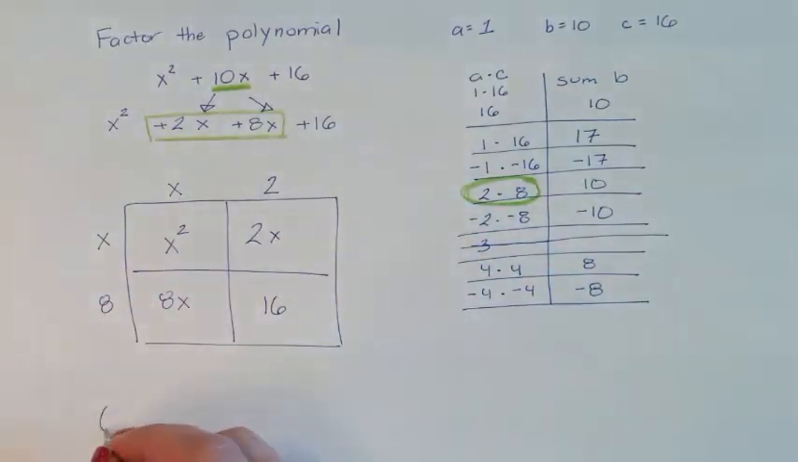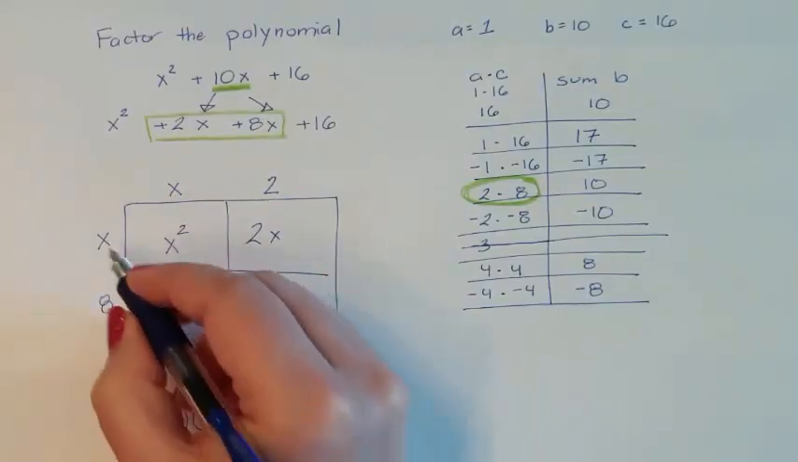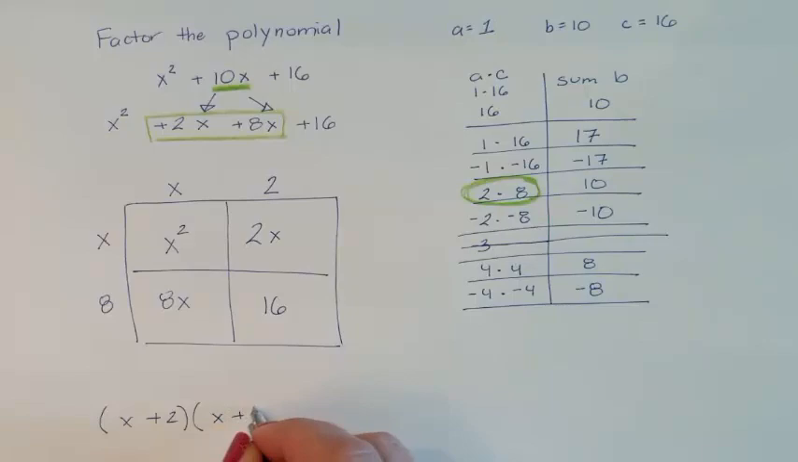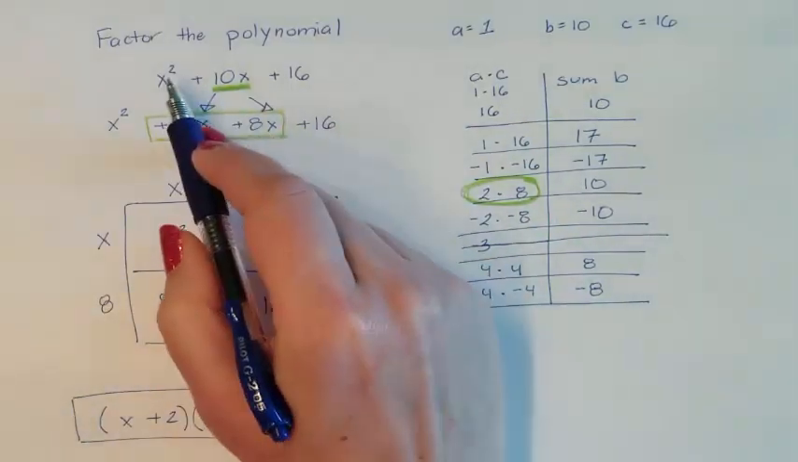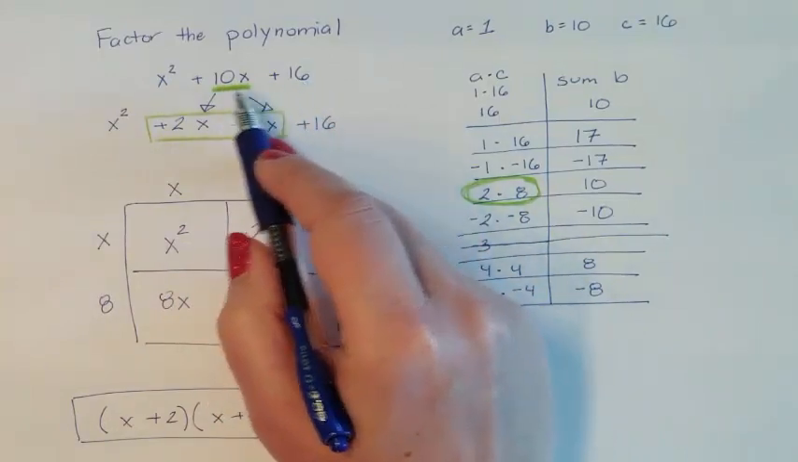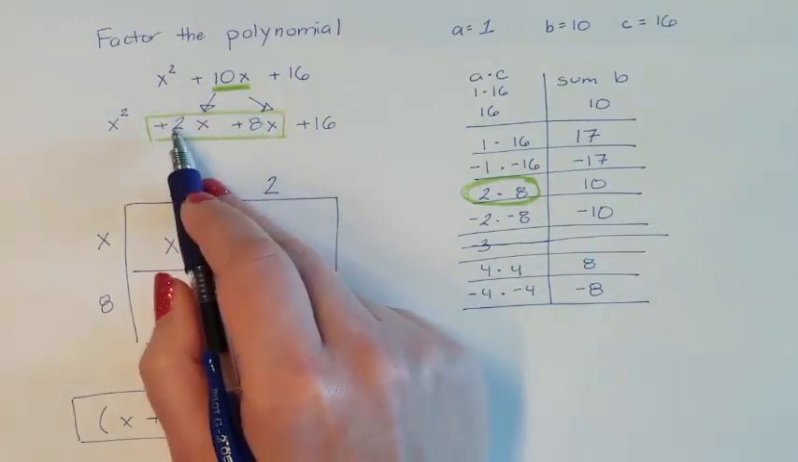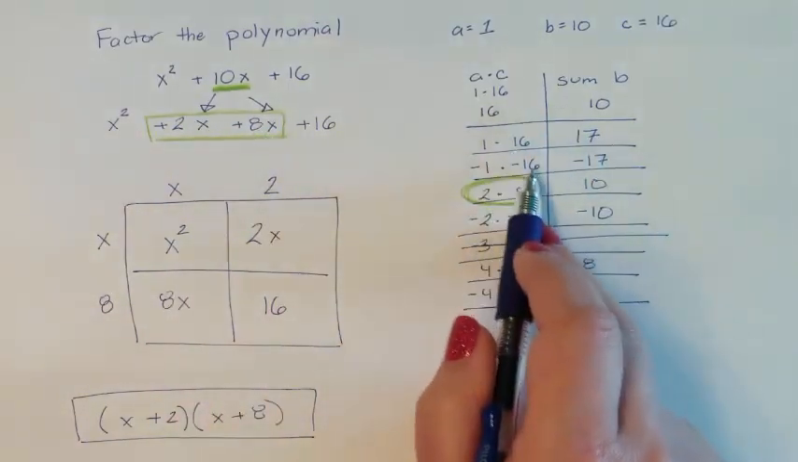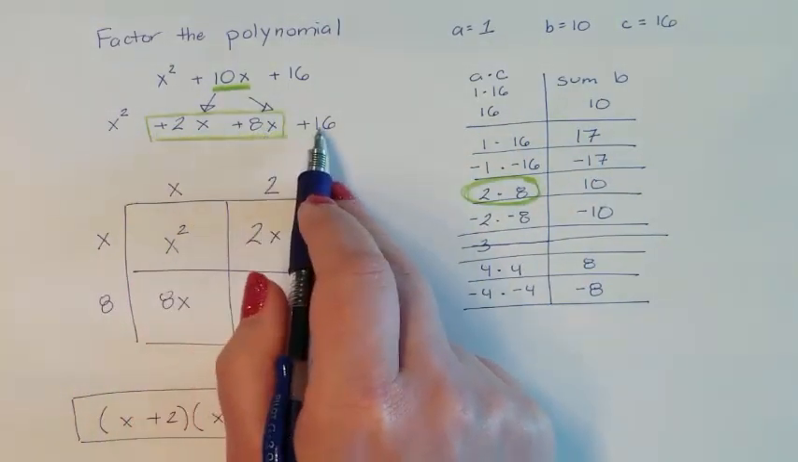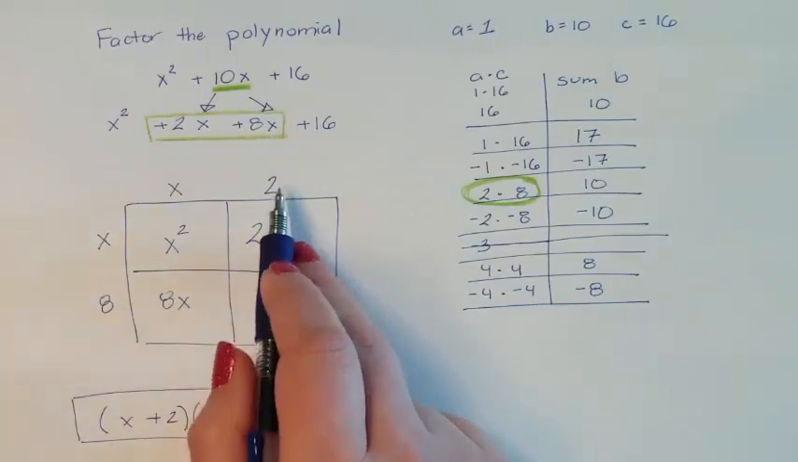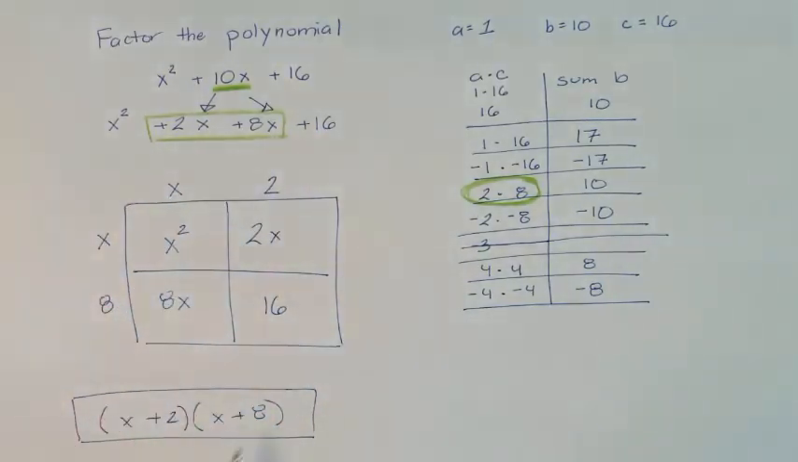So I know that I have x plus 2. He's factor 1. And I have x plus 8. He's factor 2. And this is my final answer. I factored my trinomial by splitting the middle into 2 parts. It's important to find the right 2 parts using your list. Once I have my 4 terms, I put them in the area model and I factor to find my 2 factors.